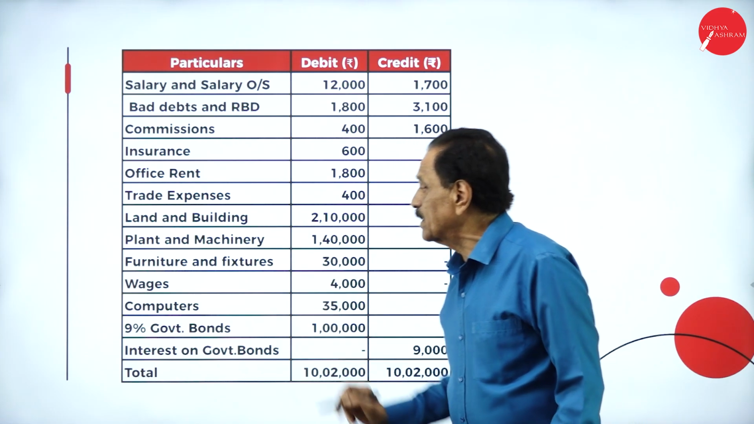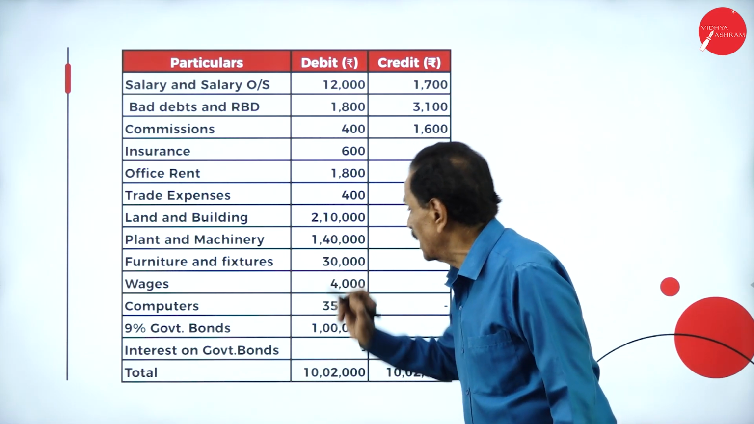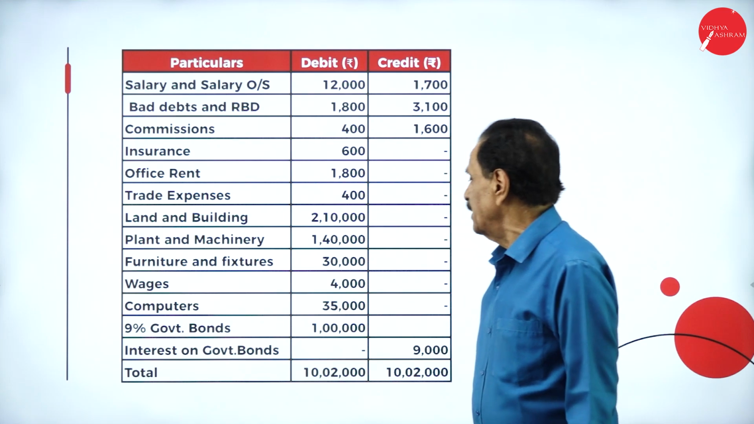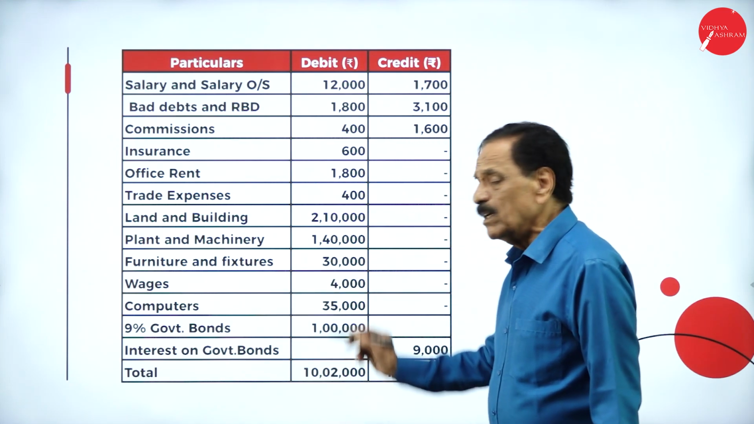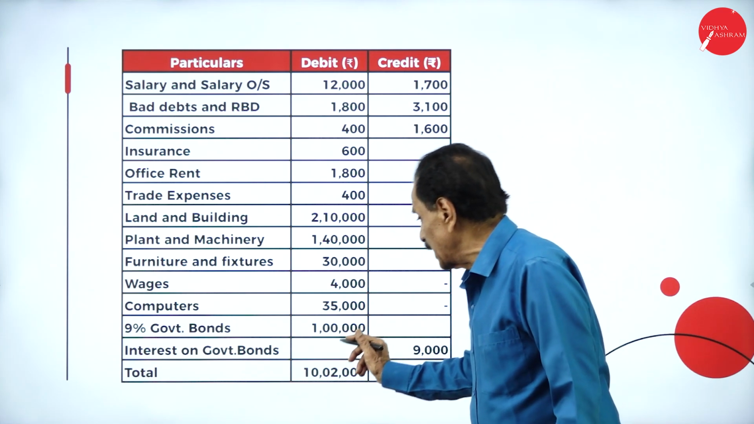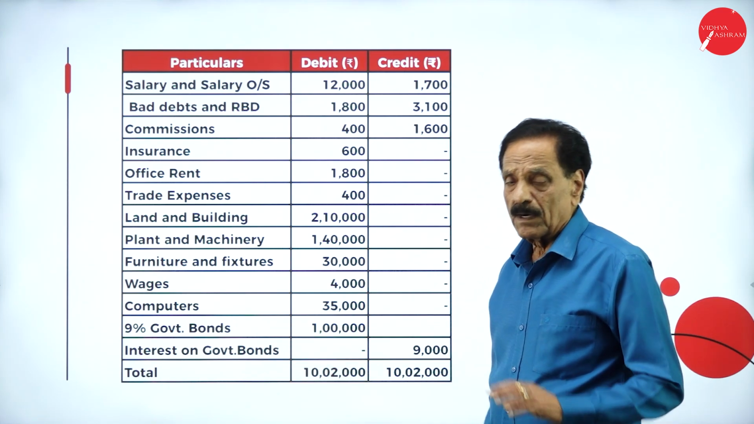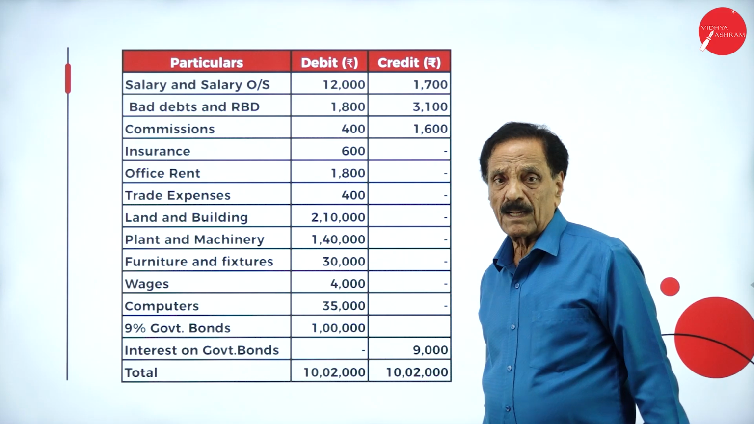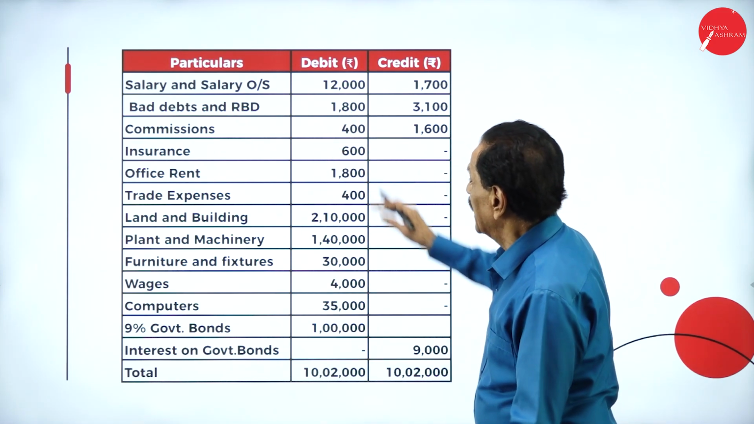Then land and building is an asset, plant and machinery is an asset, furniture is an asset, wages go to the trading account, computer is an asset, 9% government bonds is an asset. Interest on government bonds, which we receive, will come on the credit side of the profit and loss account. So this is a trial balance.